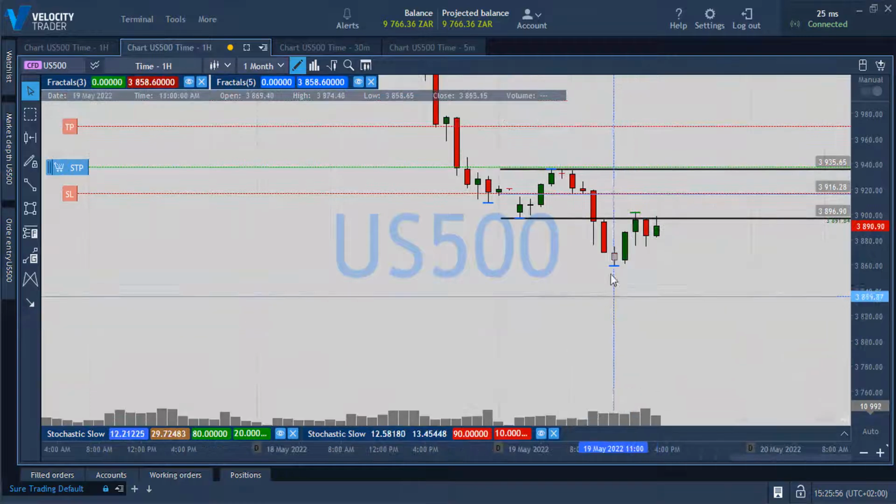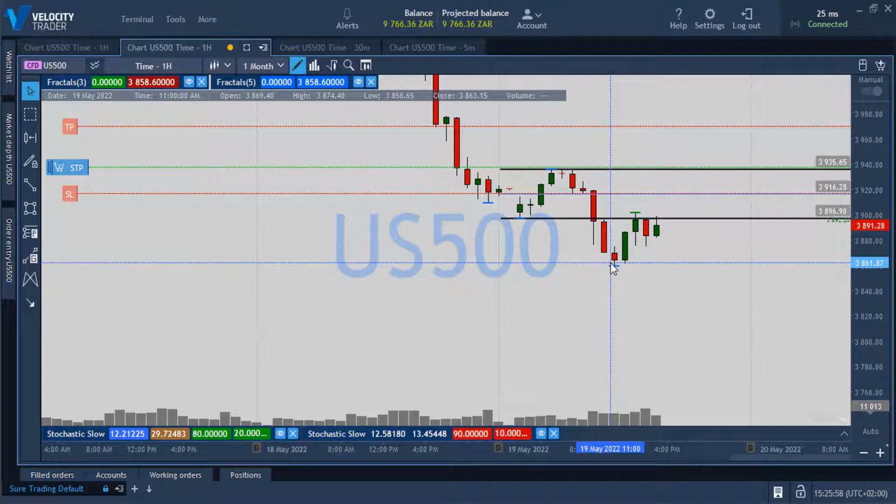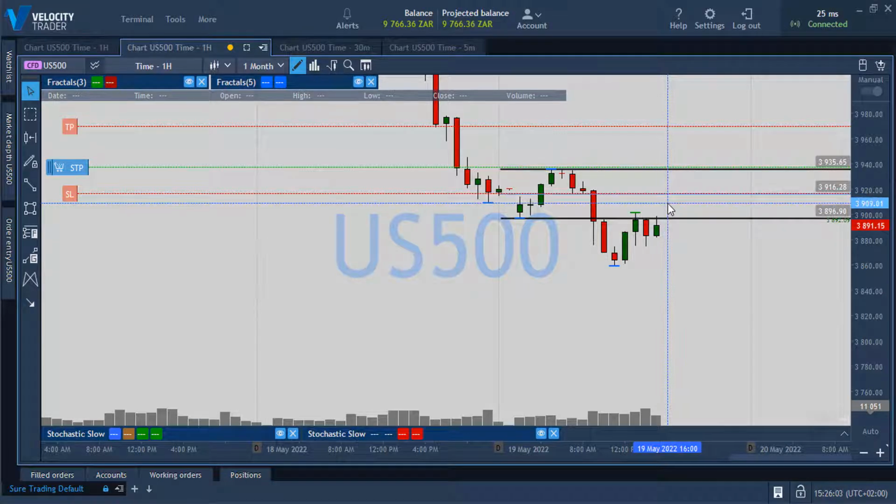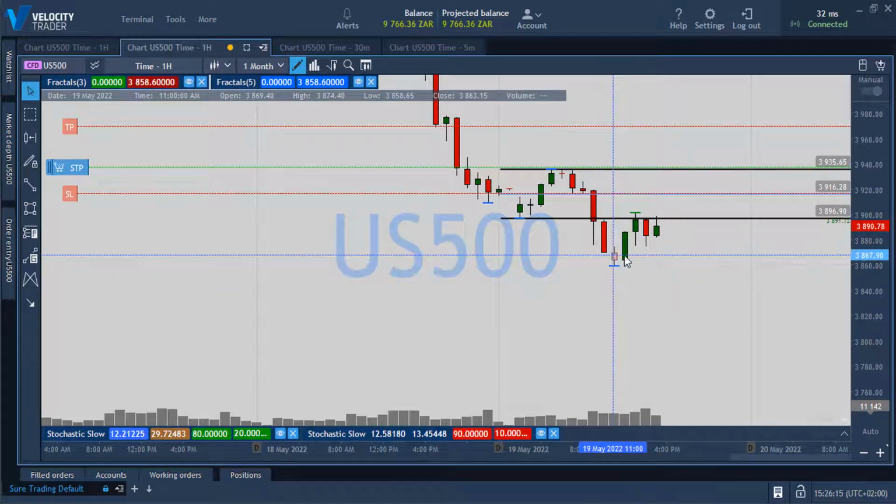Okay, it's just after 25 past 3. As you can see, since we exited our trade right at the bottom over here, it's gone up, but it's not really entering into the range as of yet. So I have a suspicion it might break lower than this and continue down.